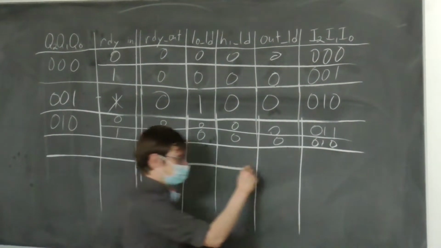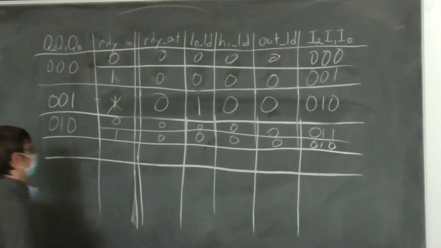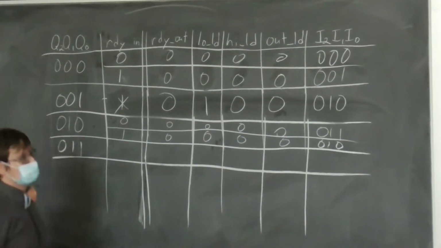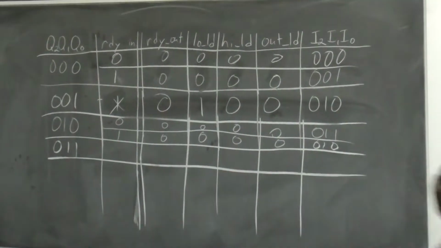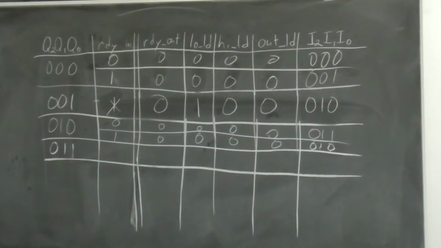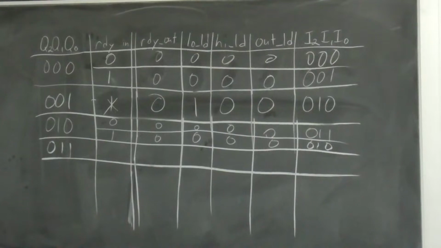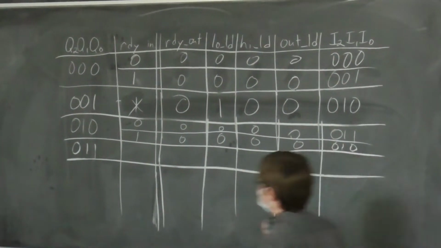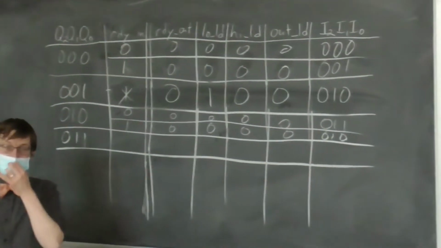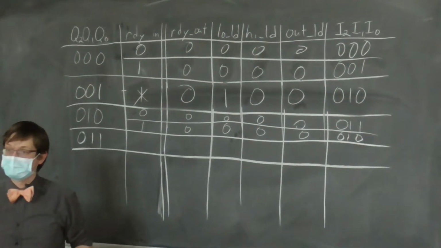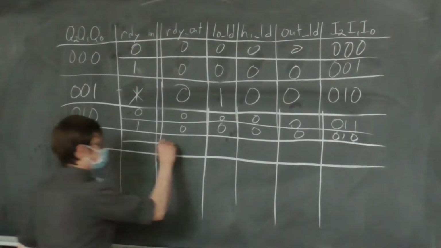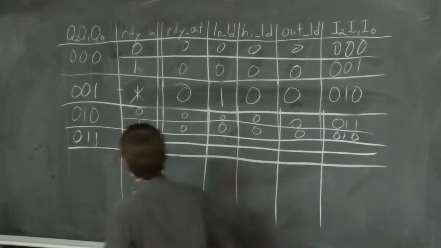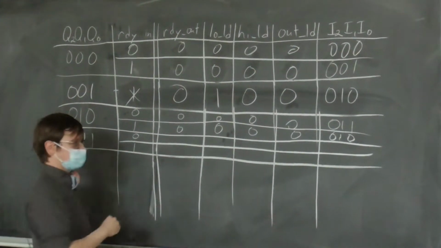Next state. So, we're now in this state. Do we have different behavior based on the state of ready in? Yes. So we'll split this. What if it's 0? What do we do?